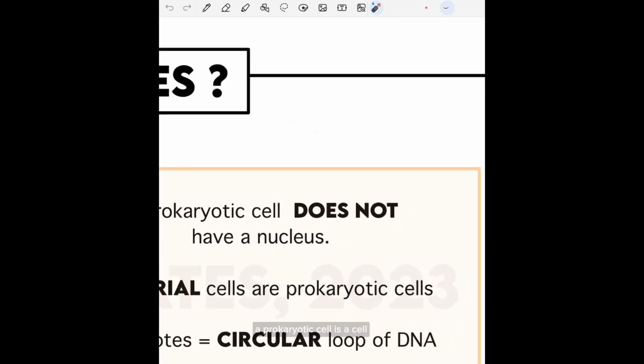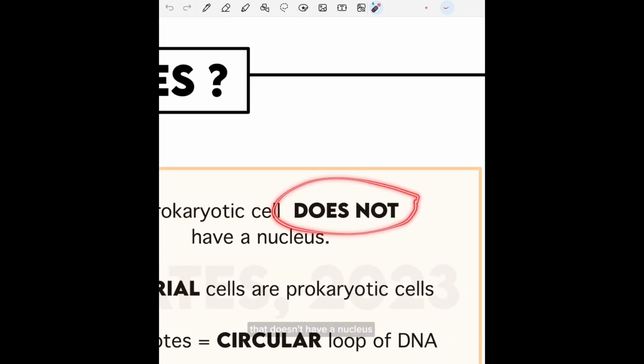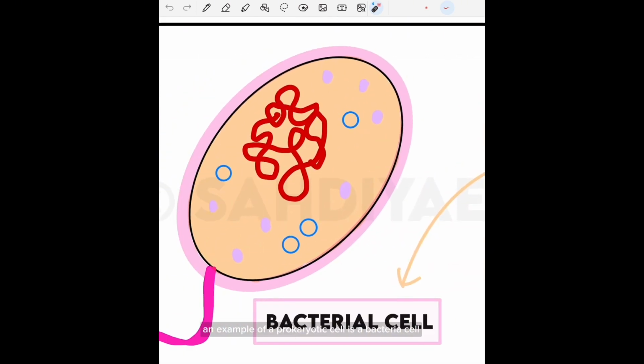A prokaryotic cell is a cell that doesn't have a nucleus. Now, if you don't know what a nucleus is, don't worry, I'm going to go into that in a bit more detail later, but it's a part of the cell, it's a subcellular structure. An example of a prokaryotic cell is a bacteria cell.